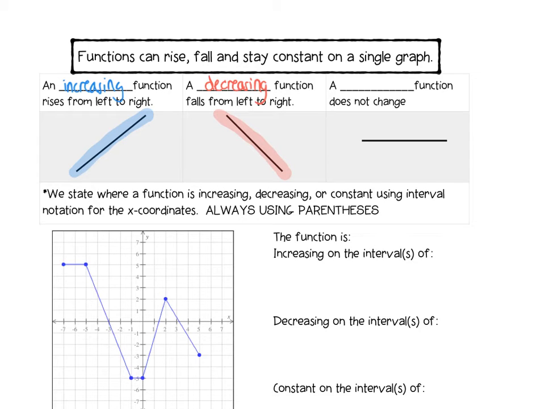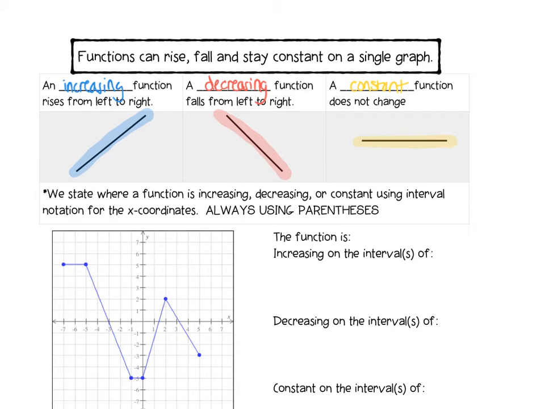And then the last one, I'm going to do in yellow, and this one does not change, and that is called a constant function. So a constant function does not change. It just goes straight across, no changing going on there. So you've got increasing, decreasing, and constant.